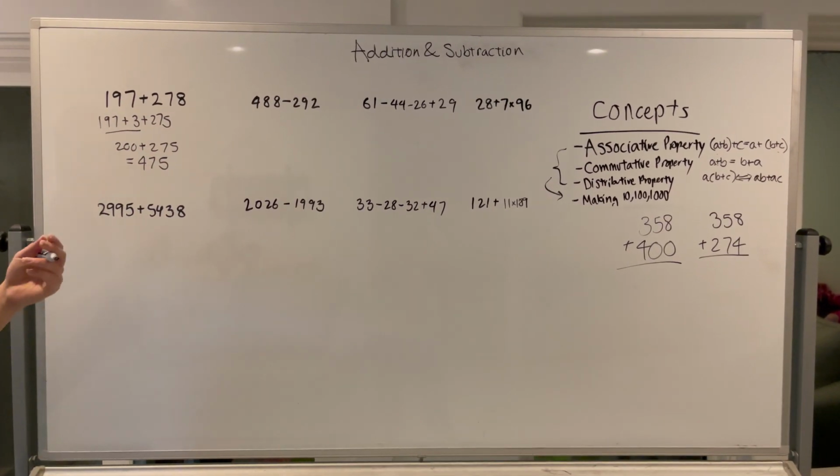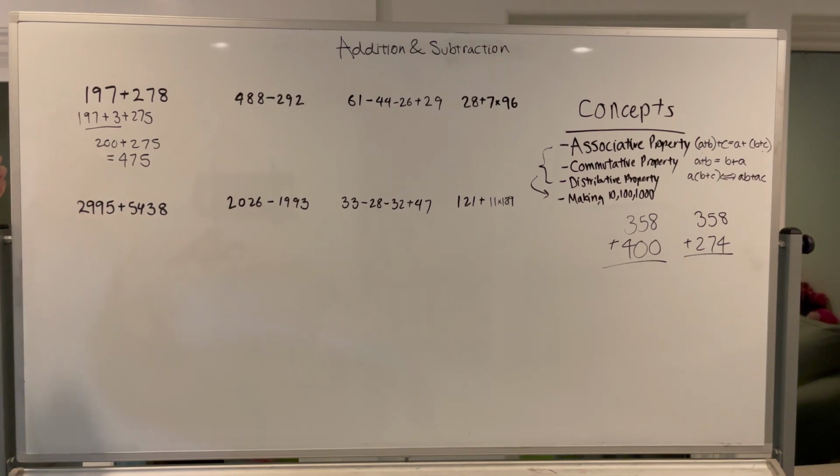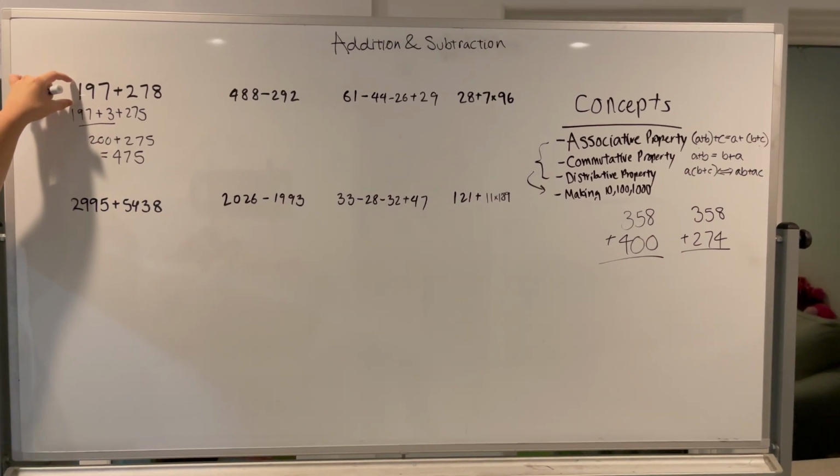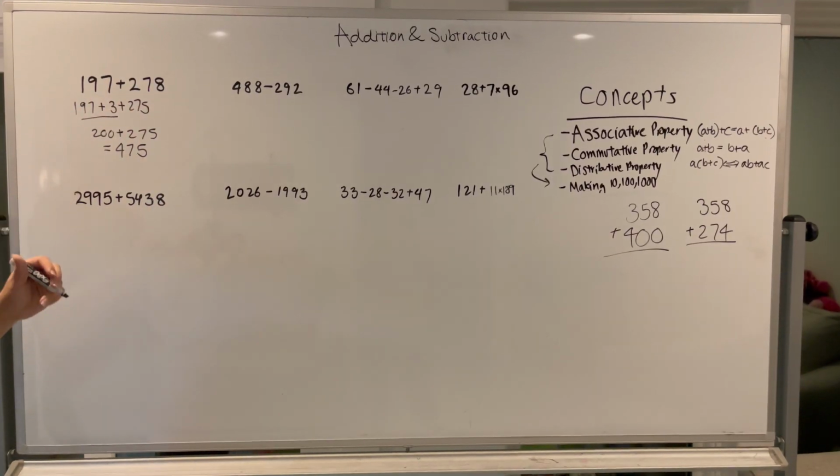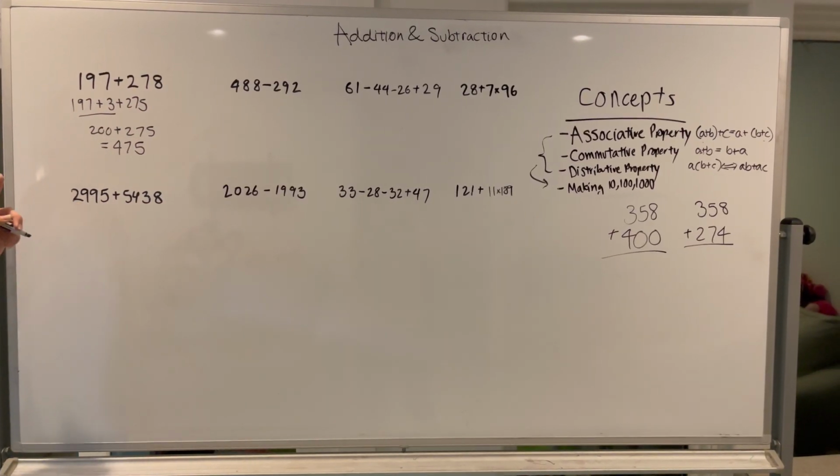And if you're not interested in thinking this rigorously, you can simply think of it as, oh, I can add 3 to this and subtract 3 from this, so it's 200 and 275, which is very easy. Now, you can pause if you'd like to try this one on your own.